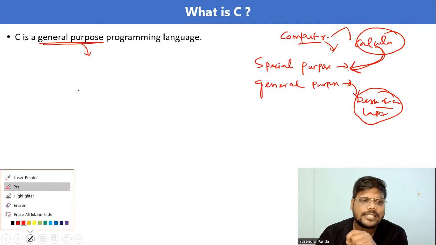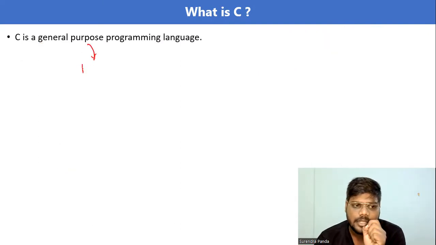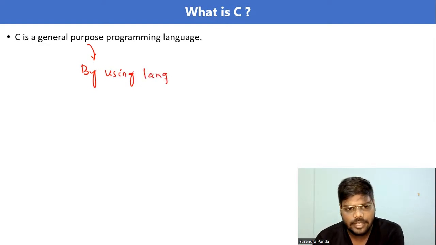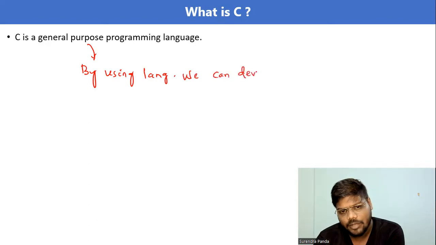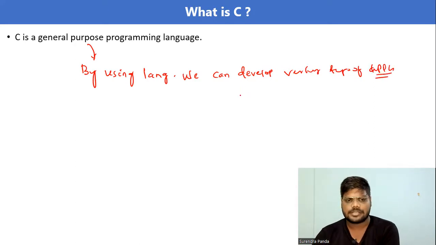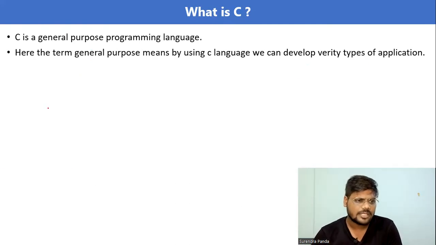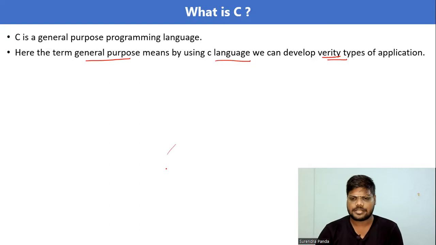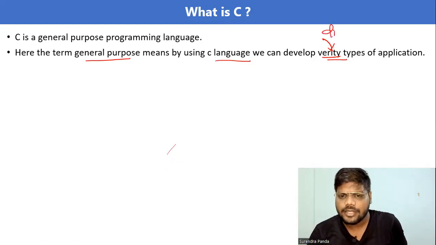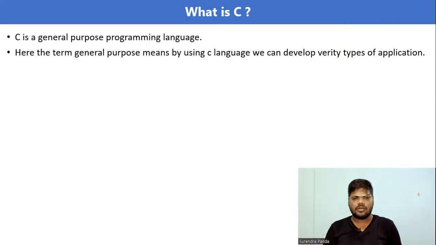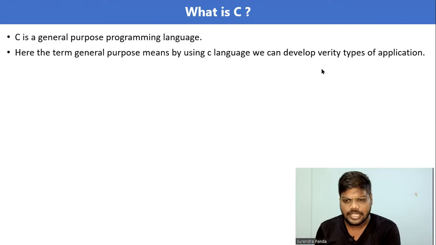Similarly, C is a general purpose programming language. Observe very carefully what is the meaning of general purpose: by using C language, we can develop a variety of applications, n number of applications. Variety means different types of applications. We will not develop only a specific application or a specific kind of software. No, we are going to develop different applications. What exactly I'm saying? Okay.